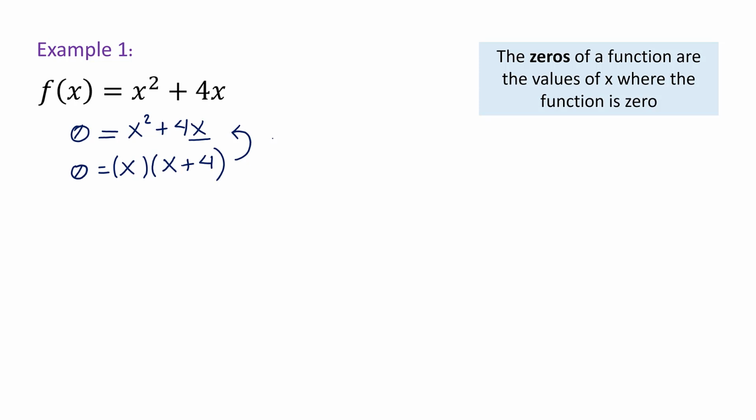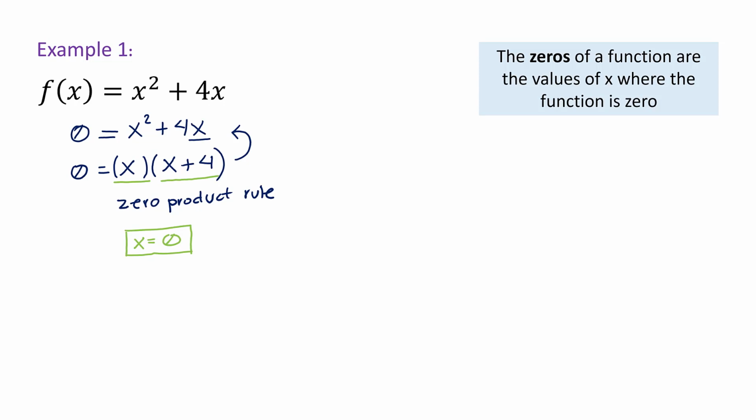I am already done factoring because I only have now products or multiplications, and they are equal to 0. When we get to this point, now we can apply the zero product rule. And what we do is we take each term and equalize it to 0. I take the first term, in this case x, and equalize it to 0. Since I only had one x, I already got the answer. X equals 0.